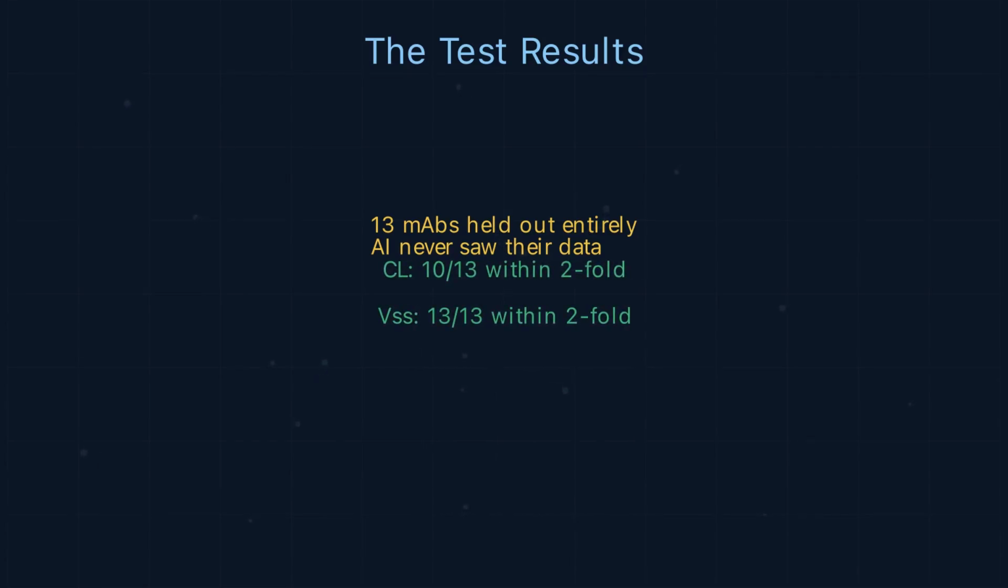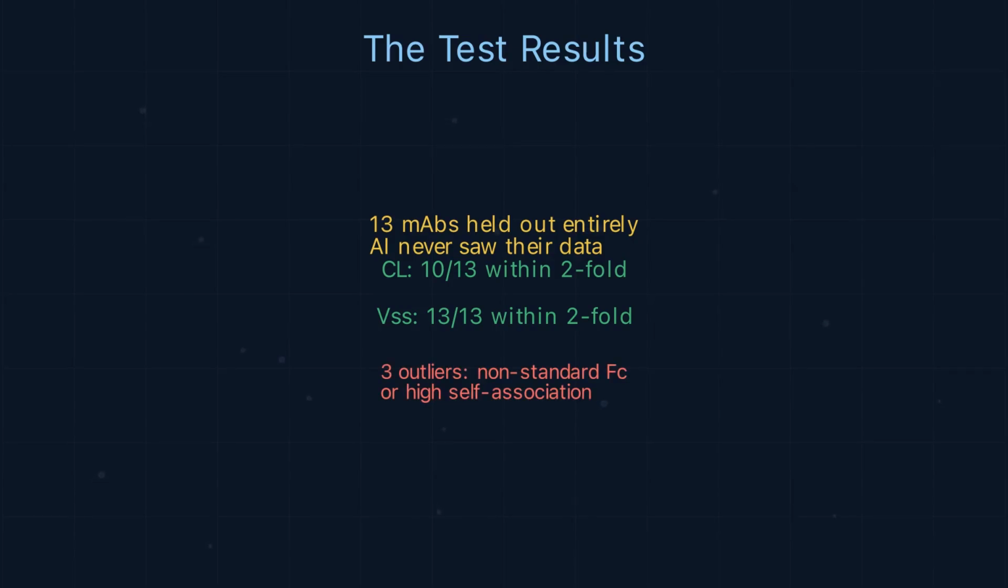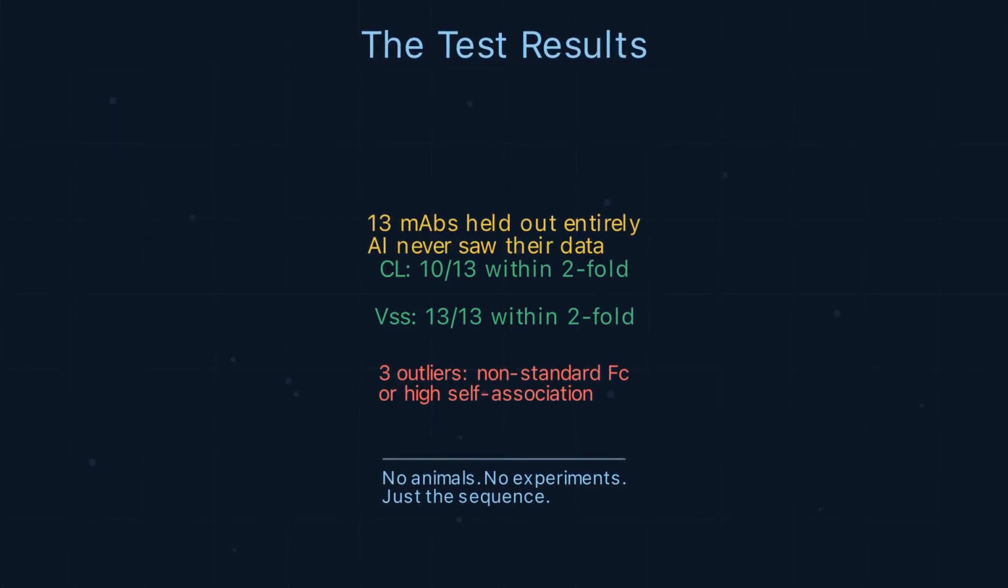13 mAbs held out entirely from training. The AI had never seen their sequences or their PK data. Fed only the amino acid sequence, the physics-informed neural network predicted clearance within twofold for 10 of 13 mAbs and volume of distribution at steady state within twofold for all 13. The three outliers all had unusual properties: non-standard Fc modifications or high self-association. No animals. No experiments. Just the sequence.